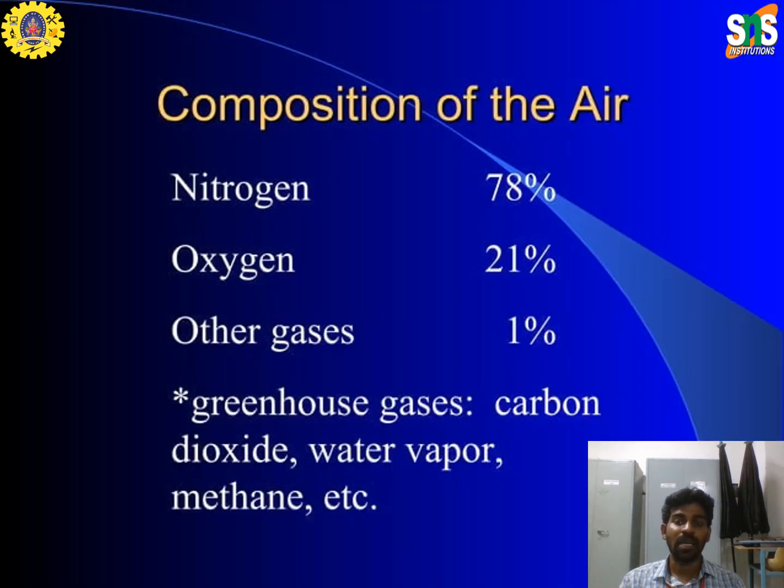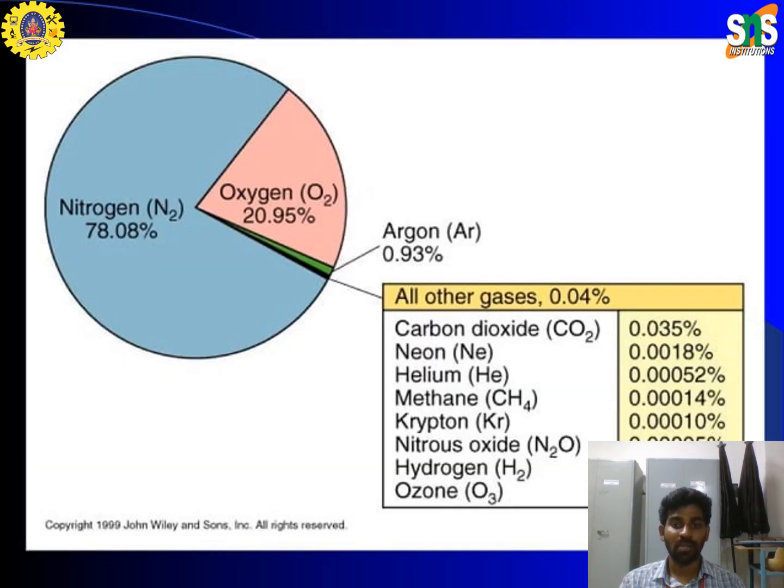Normally, in the composition of air, nitrogen is 78 percent and oxygen is 21 percent. Other gases like carbon dioxide, neon, helium, methane, krypton, nitrous oxide and hydrogen, and the remaining ozone, make up the remaining 1%.